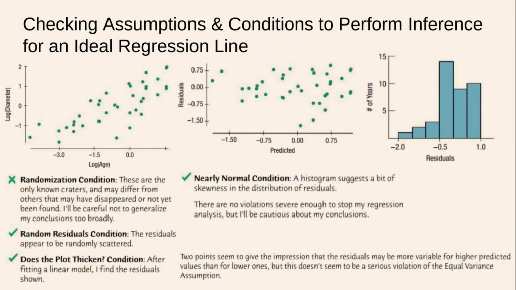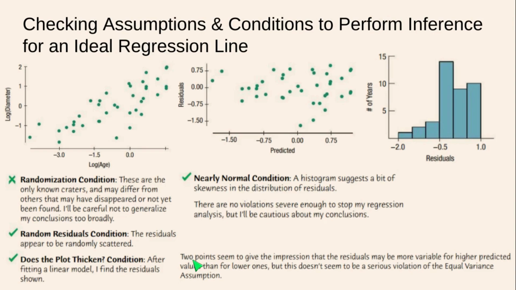And the nearly normal condition, okay? A histogram suggests a bit of skewness in the distribution of the results. It does appear to be a bit left skew. However, at very least, it does appear to be unimodal. I mean, if you were being a real stickler, you could say maybe there's something bimodal over here. Nah, it's probably unimodal. A histogram suggests a bit of skewness in the distribution of the residuals. There are no violations severe enough to stop my regression analysis, say the writers of the textbook, but I'll be cautious about my conclusions, all right? We want to be bold, but we also want to be humble, all right?